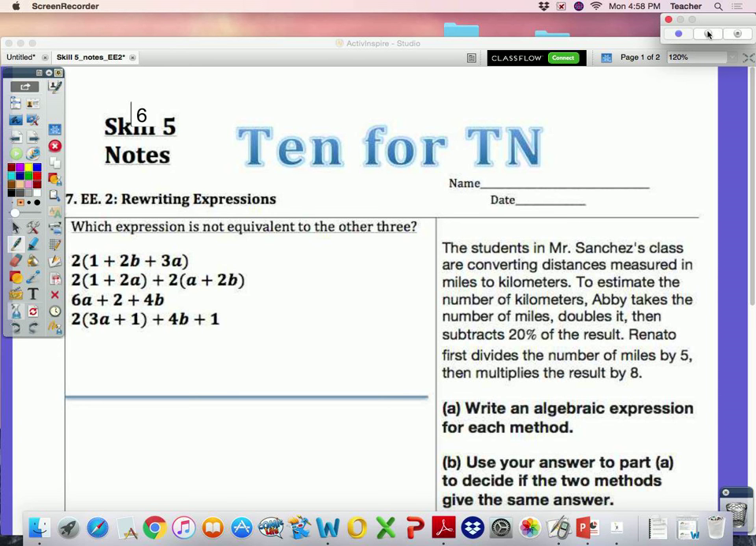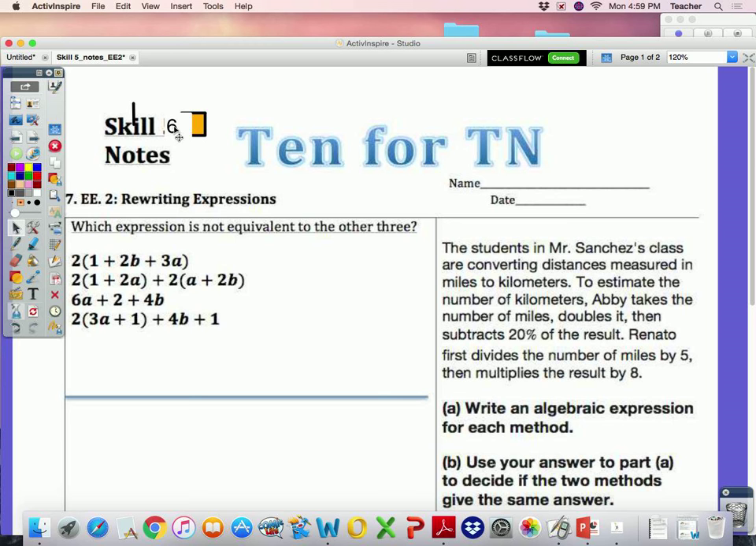Guys, so now we're going to take our skill 6. I know they look funky. Let me move all this. What happened? Okay, now we're at skill 6. It does not want to agree with me. Okay, skill 6. So we're going to do skill 6 today.